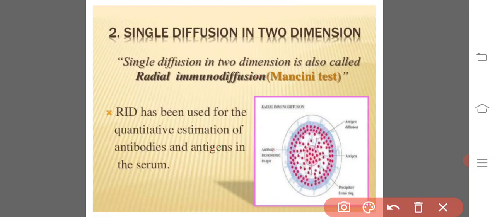Then single diffusion in two dimensions. Single diffusion in two dimensions is also called radial immunodiffusion, RID. It has been used for the quantitative estimation of antibodies and antigens in the serum.